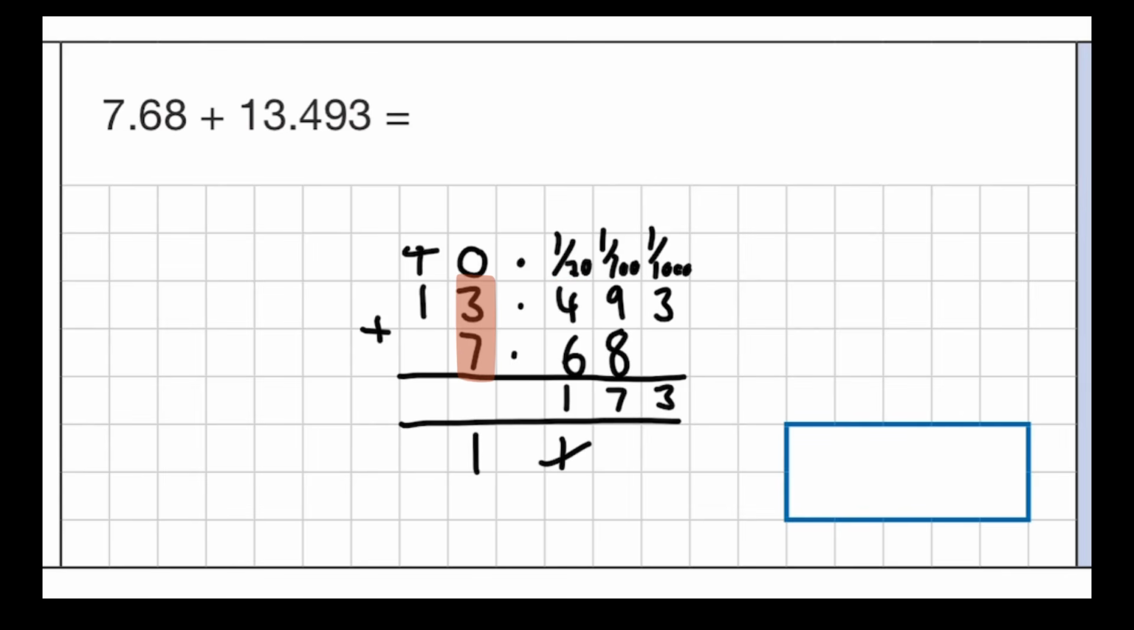3 plus 7 plus 1 is equal to 11, so we put 1 in the ones column and we carry the 10 over to the tens column. 10 plus 10 is equal to 20. 13.493 plus 7.68 is equal to 21.173.